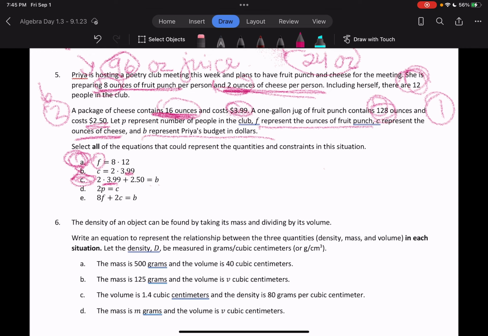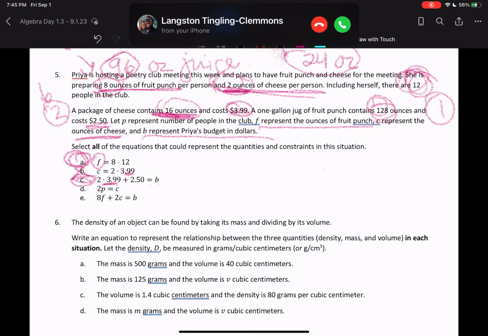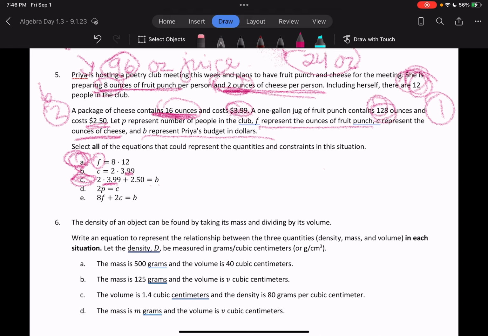Letter D says 2P, so 2 times the number of people equals C ounces of cheese. That is true because we have 2 ounces of cheese per person times 12 people. 2 times 12 gives us 24. We need 24 ounces of cheese. So that one's good. That one does work.